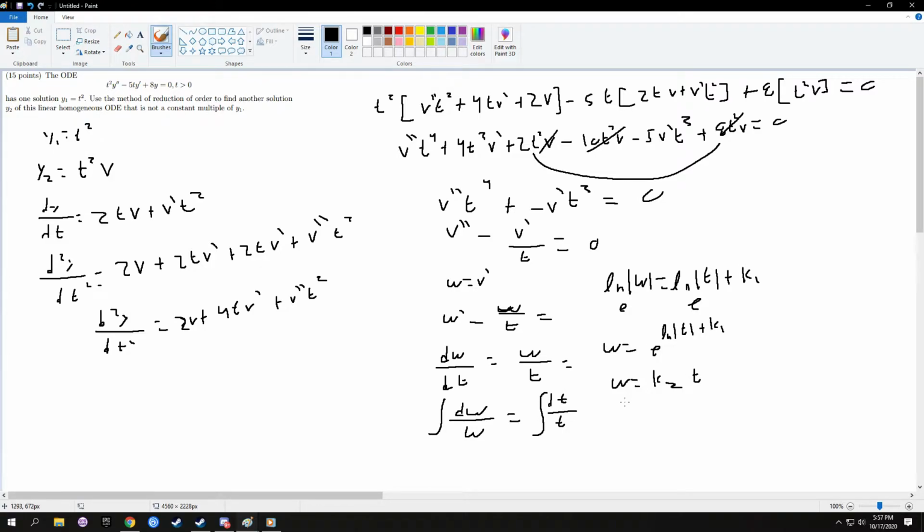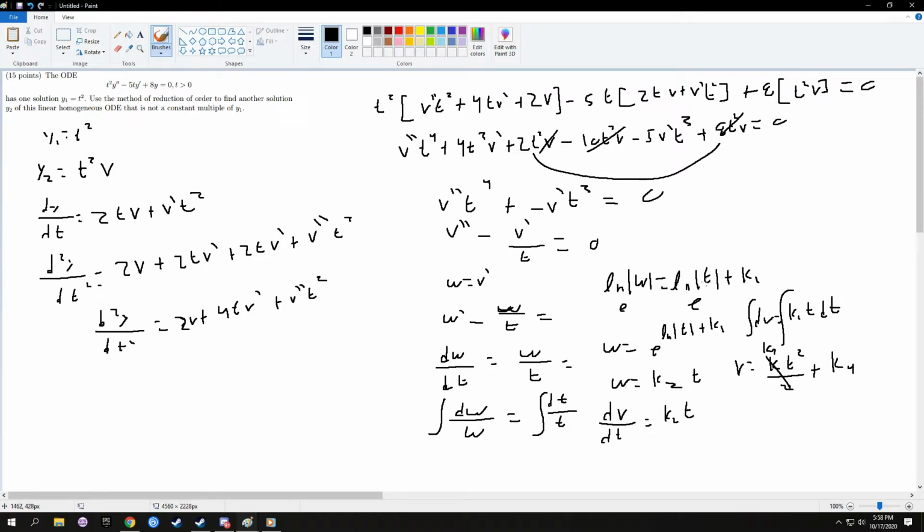But now, like I said before, I made a substitution right here. So this becomes v prime, which I'm going to write as dv dt, the derivative of v with respect to t, will equal k2 times t. I'm going to move this over, so this now becomes dv equals k2 t dt. I'm going to integrate both sides now. This is separation of variables, that's all I'm doing. So v equals k2 t squared divided by 2 plus another constant, which I'm going to call k3.